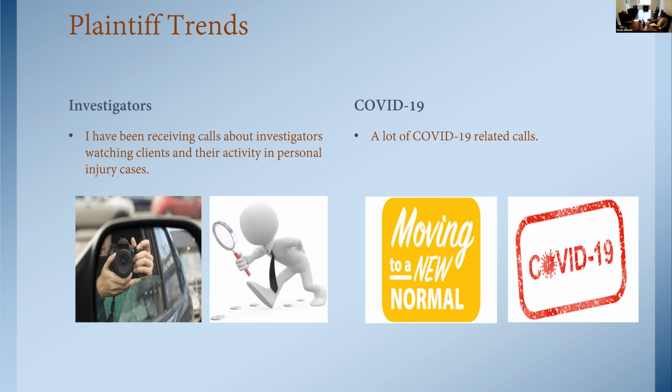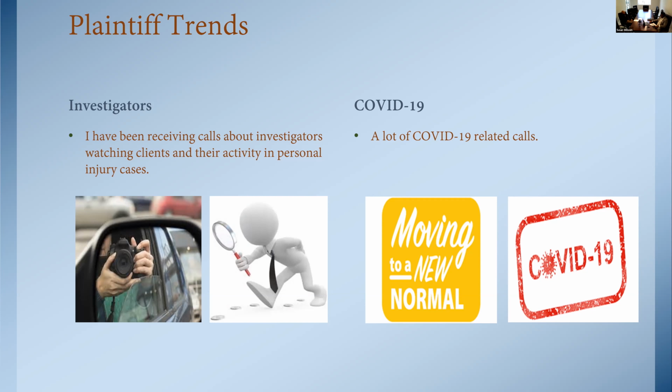Even from a plaintiff standpoint, from representing business owners, and from the corporate side of things, we're getting calls from business owners and businesses who have not been able to collect their business interruption insurance, and dealing with those coverage issues, whether or not COVID would fall into their policies. Those are types of trends that I've seen and been getting calls about, and have been analyzing and trying to figure out, and still working on as we speak.